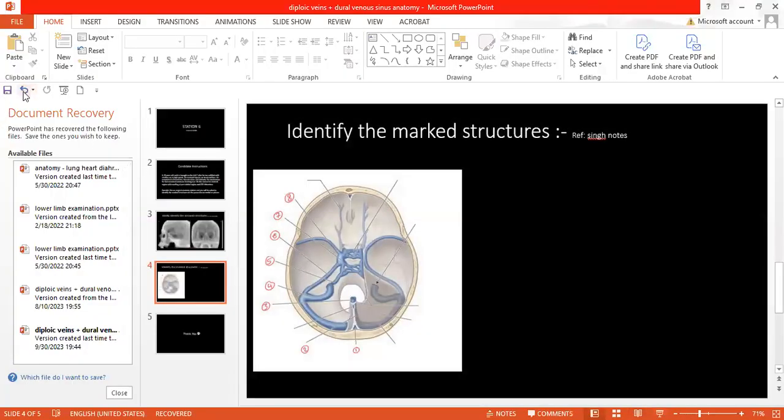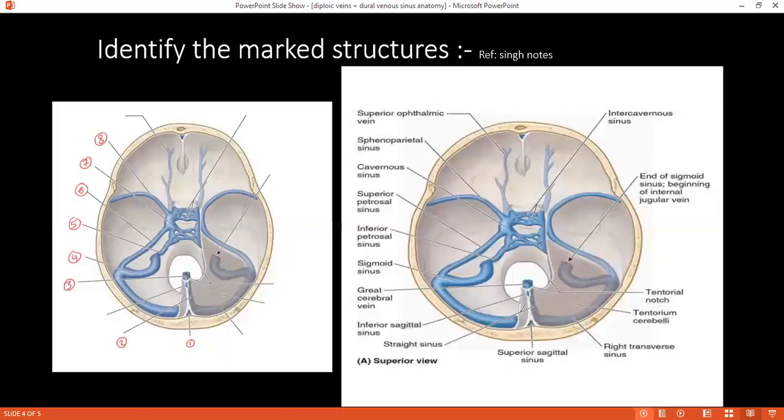And here, if we have a look at the key, this was superior sagittal sinus, 1. And then 2 was straight sinus. And 3 over here was the great cerebral vein or the inferior sagittal sinus. And then 4 was sigmoid sinus. 5 was inferior petrosal sinus. And 6 was superior petrosal sinus. And 7 was cavernous sinus, here. And 8 was sphenoparietal sinus. Good. Thank you.